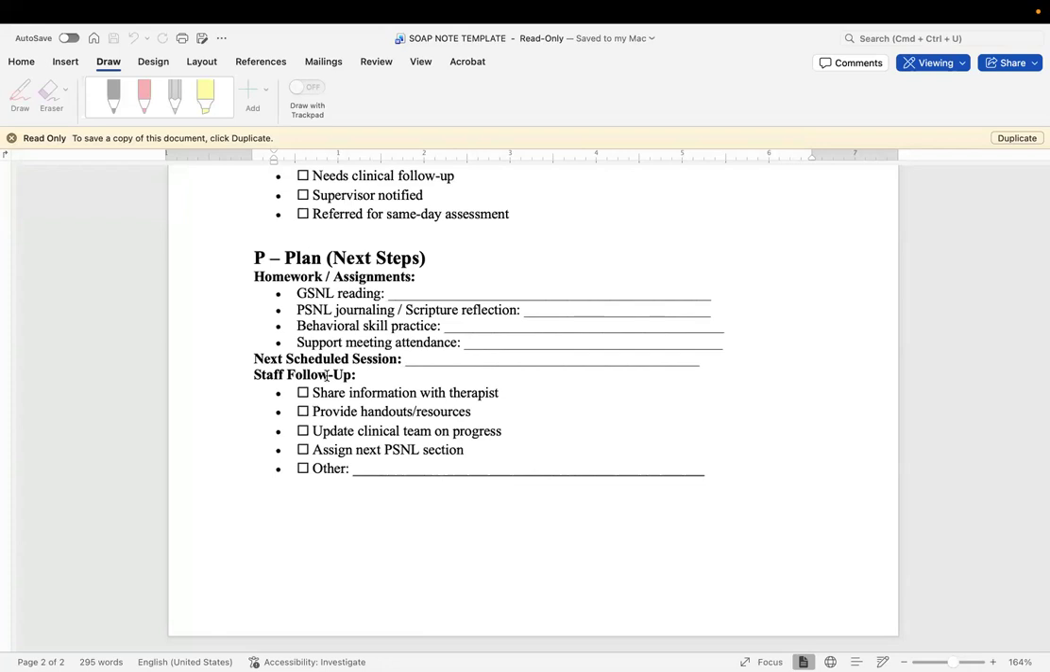And then this is also where you can say, hey, we need to put some more contract work together, assign a new PSNL or a new GSNL or character quality or whatever. This is where you can articulate that.